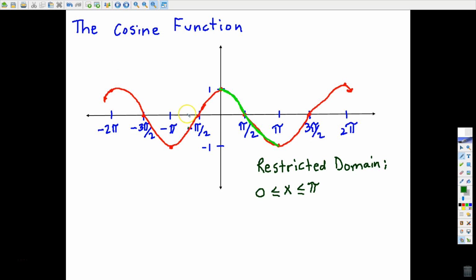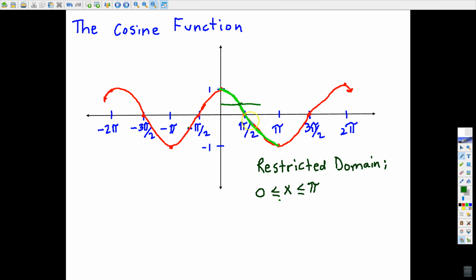All right, let's jump over to cosine. Same idea. Here is the cosine graph in red. In its entirety, we would have to say that the inverse cosine is not a function because it would not pass the horizontal line test. But if we restricted the domain so that it's only between 0 and pi, and I just shaded in green the part of the graph that would be included in this domain from 0 to pi, then that part of the graph would pass the horizontal line test.